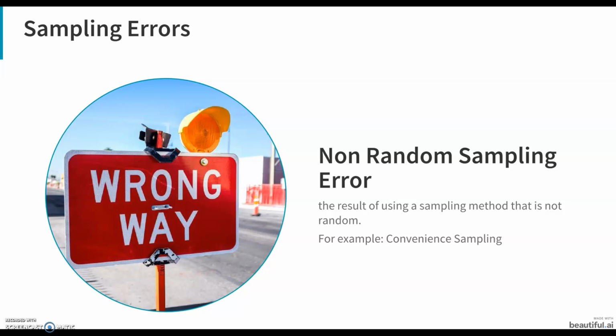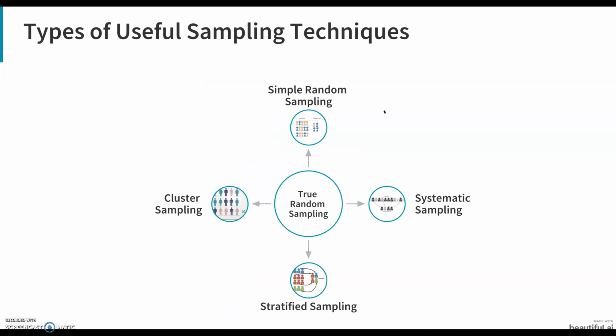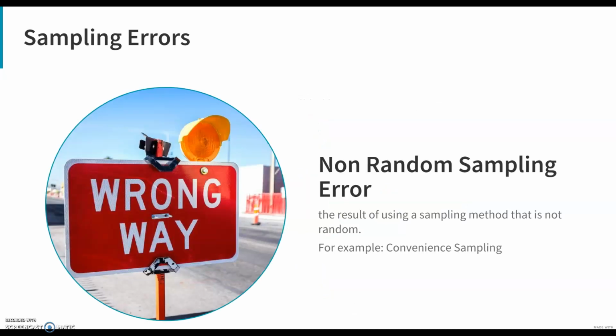Okay, the last one of the sampling errors is non-random sampling error. This one can easily be avoided. You just don't use convenience sampling. Use one of the 5 techniques that are okay to use, and those were back here. Any one of these sampling techniques, including random sampling, is okay to use. It will get rid of the bias out of your sample. So non-random sampling error, the result of using a sample that is not random, aka convenient sampling, so just stay away from that one.